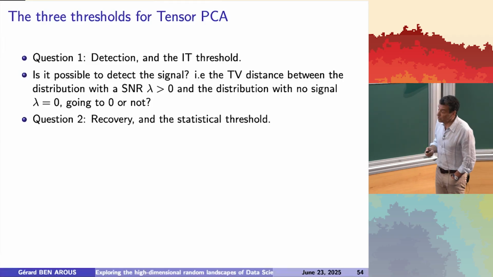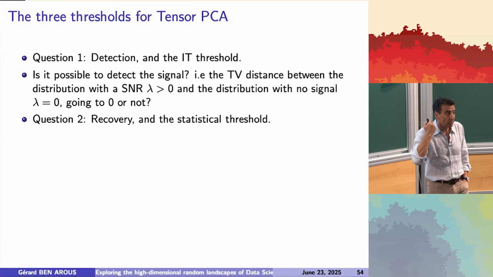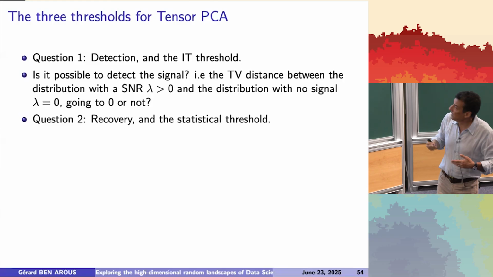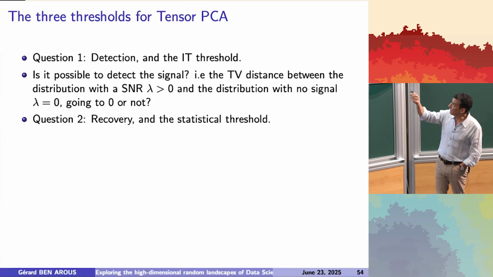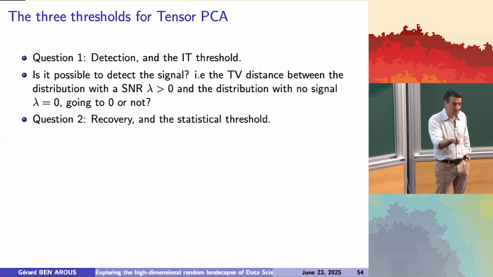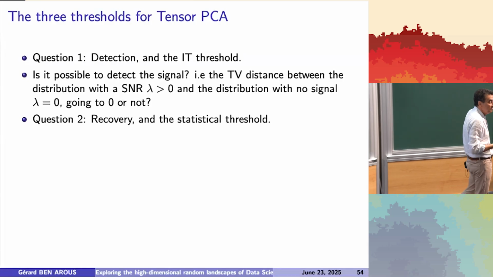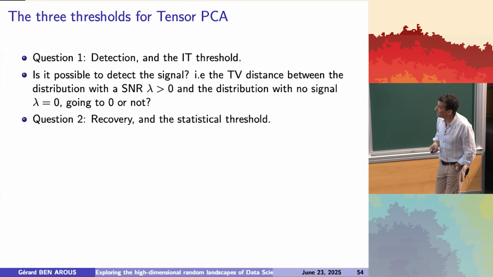So question 2, if you can detect, so that's an information theory type problem. I have the sample, can I detect if there is something? Once you can detect, you can ask a statistical question. So recovery. Okay, I detect that there is a signal, can I recover it? Maybe partly, maybe 60% of it, maybe fully, who knows?